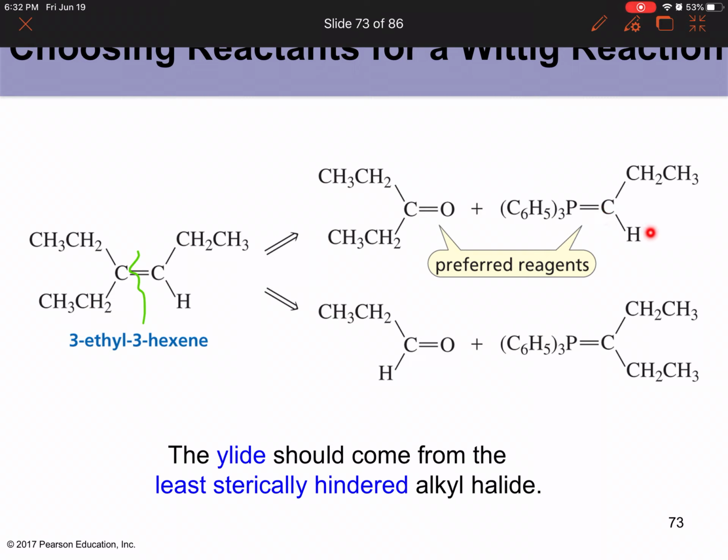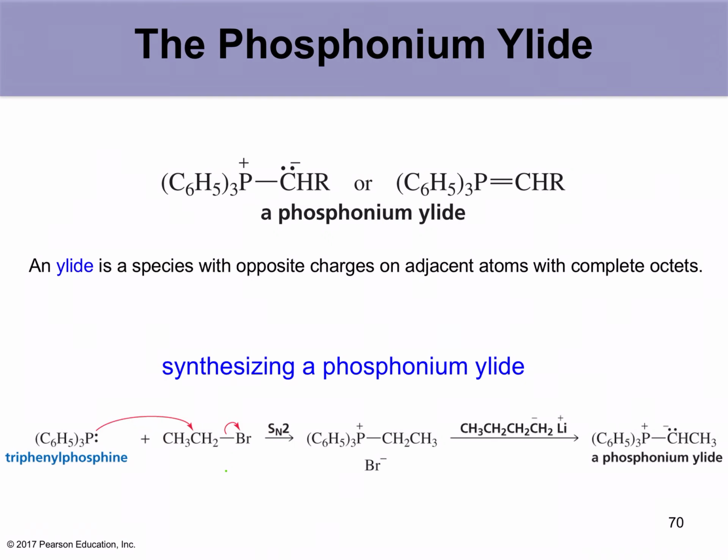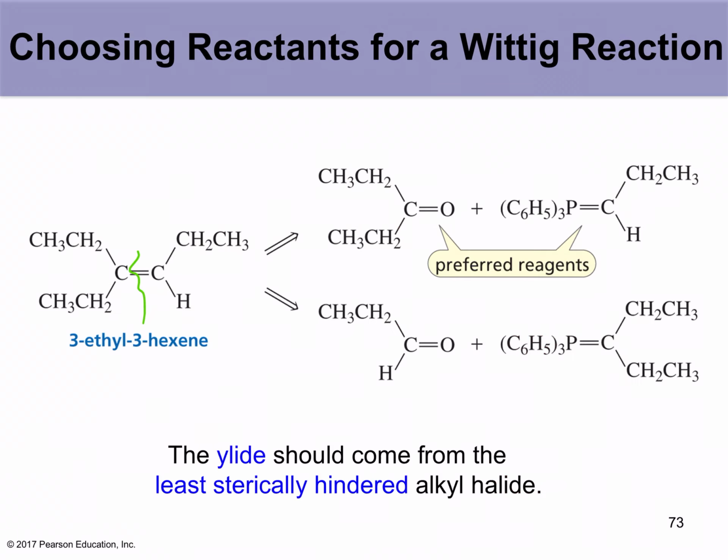So this part comes from the halide. This part also comes from the halide. And we saw that when the triphenylphosphine reacts with the alkyl halide, it's an SN2 reaction. So the less sterically hindered your alkyl halide is, the more it would react. Okay, SN2 would be favored. So we choose the one that can form the least sterically hindered phosphonium ylide. That comes from the least sterically hindered alkyl halide, which is this one compared to this. Okay, this would be a secondary alkyl halide, and this is a primary alkyl halide.